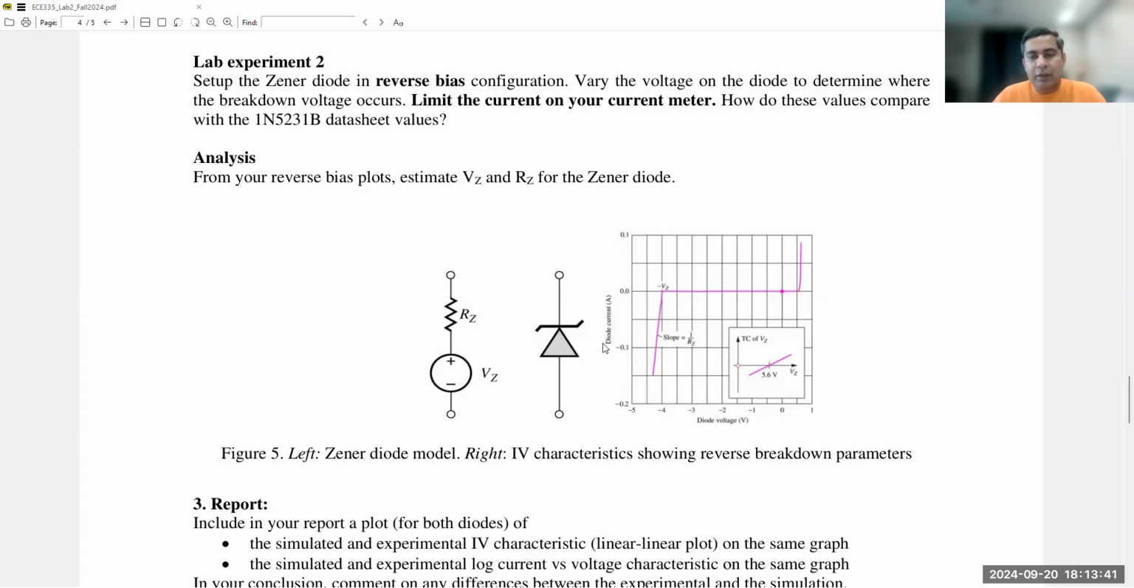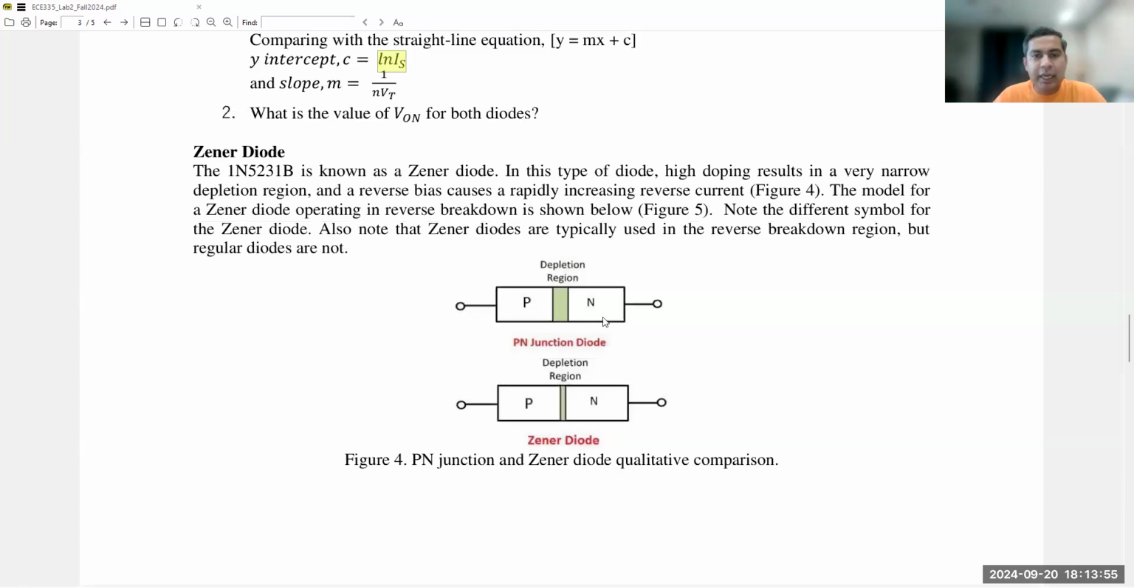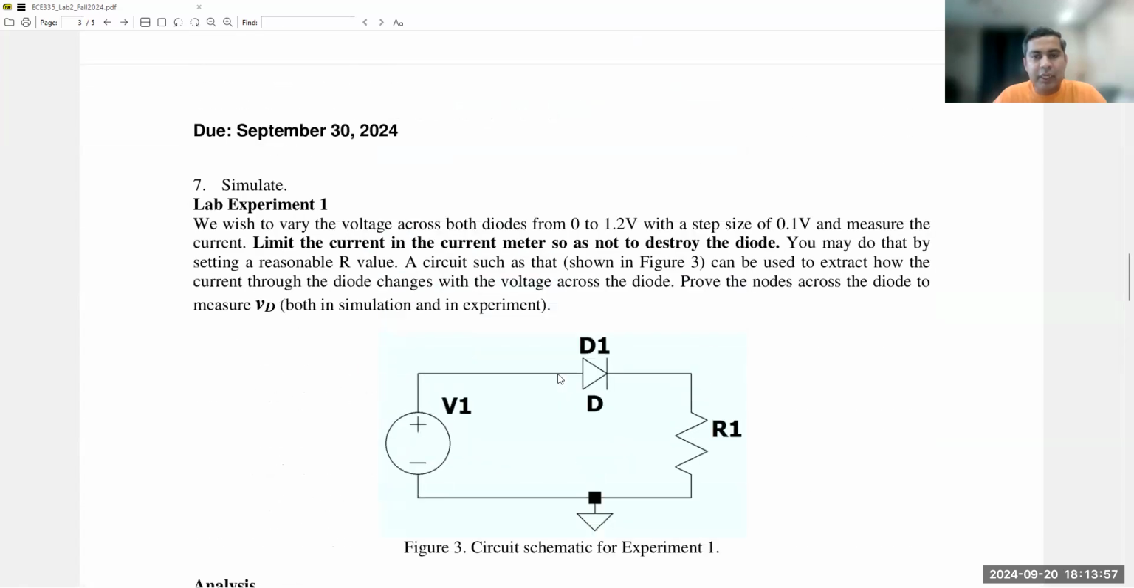You build your circuit on a breadboard and connect it to the power source and apply the same voltages that you have applied in the simulation. For the simulation, what you did was for the regular diode, you applied a positive voltage of 0 to 1.2 with a step size of 0.1 volt. So increase your voltage from 0 volt to 1.2 volt with a step size of 0.1 volt and record the current that is flowing through the diode.